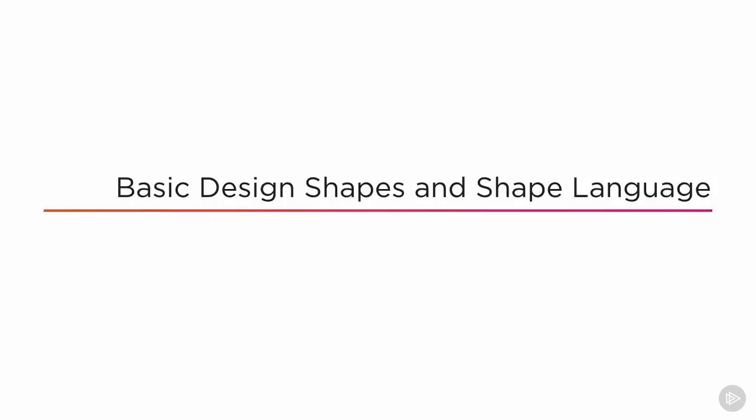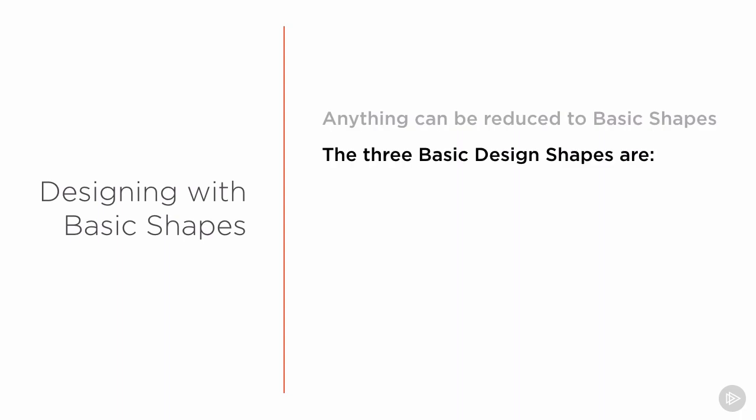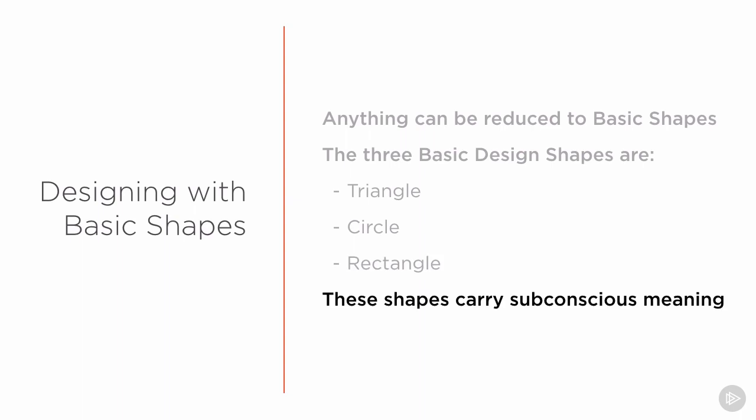So now that we're starting to understand the importance of a strong silhouette, let's go one step deeper into this topic and talk about basic design shapes and shape language. As you design your thumbnails, it's important to keep in mind the shapes you're using to construct your silhouettes. Within design, virtually everything can be broken down into 3 design shapes: the triangle, the circle, and the rectangle. These shapes are powerful design tools and actually carry subconscious meaning for the viewer. These shapes can actually provoke emotional responses towards your character designs.